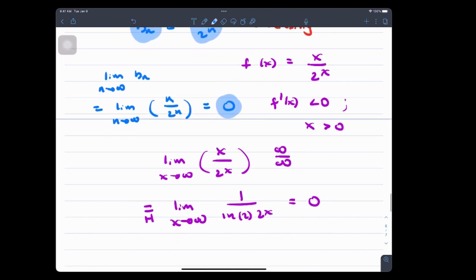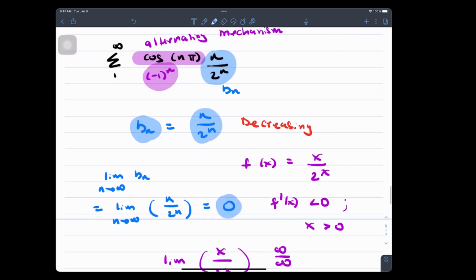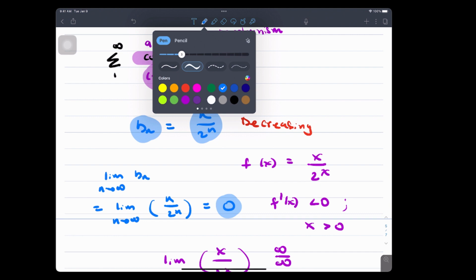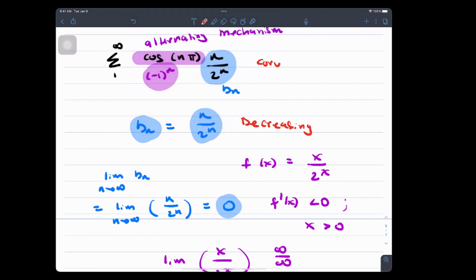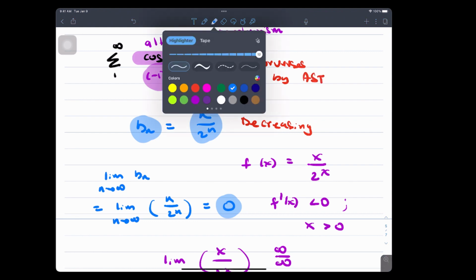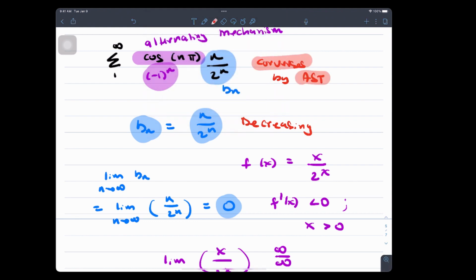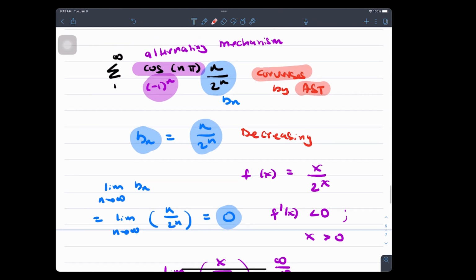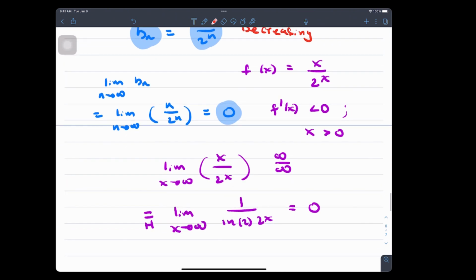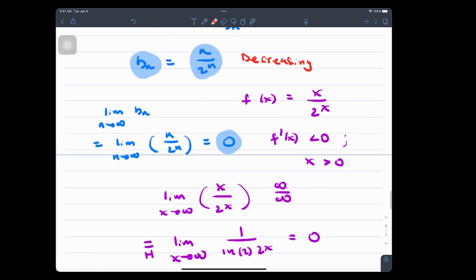So what do we know about convergence? We can say this thing converges, right? It's finite, converges, by the alternating series test. So it's not just you're showing this stuff.